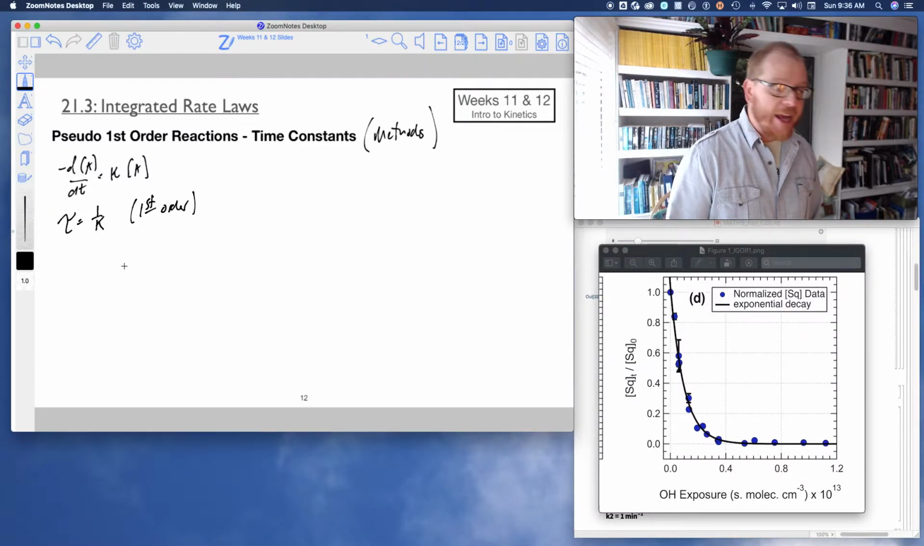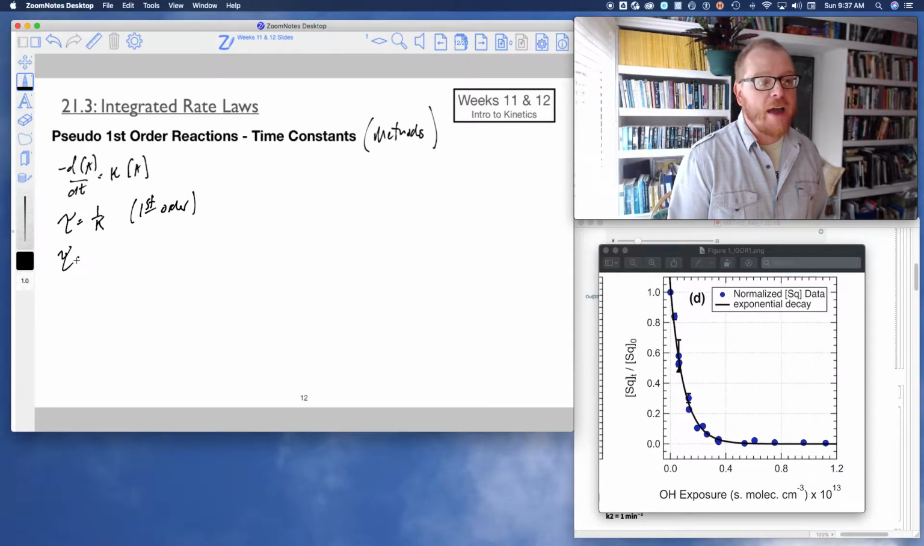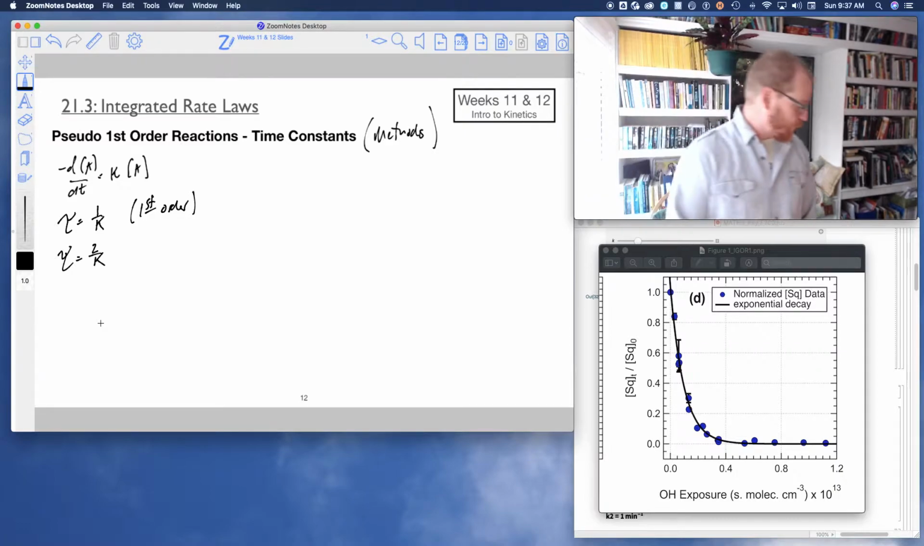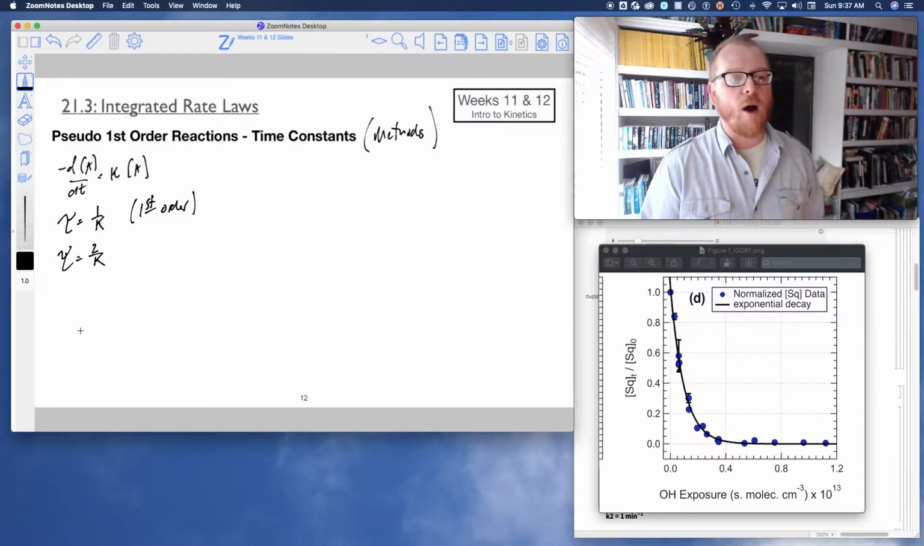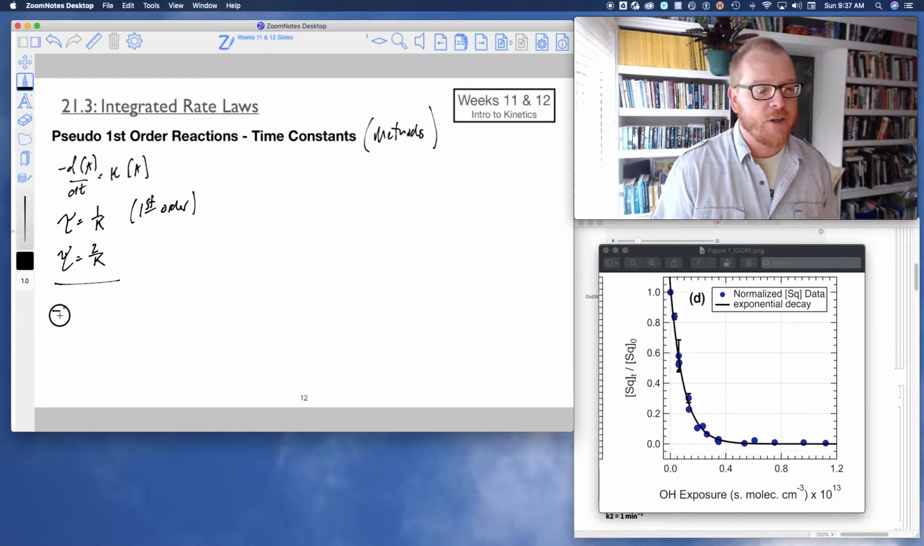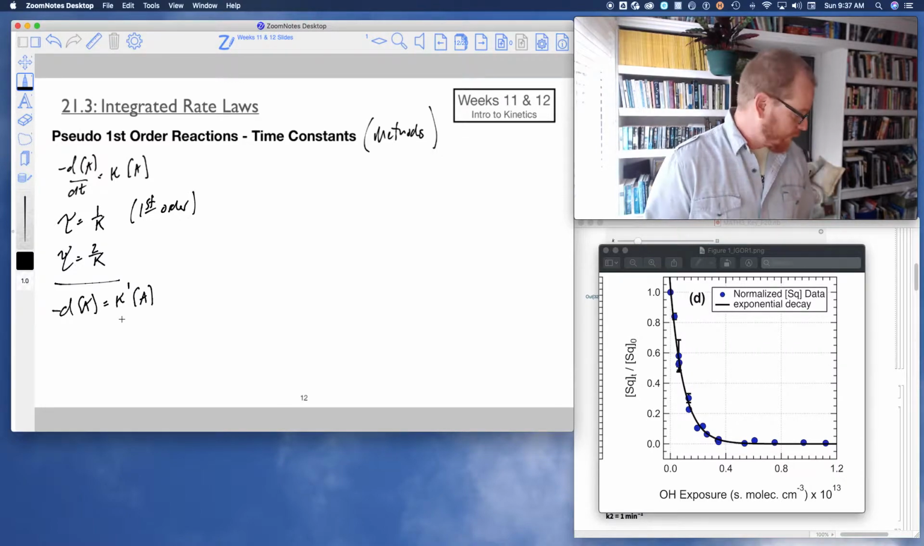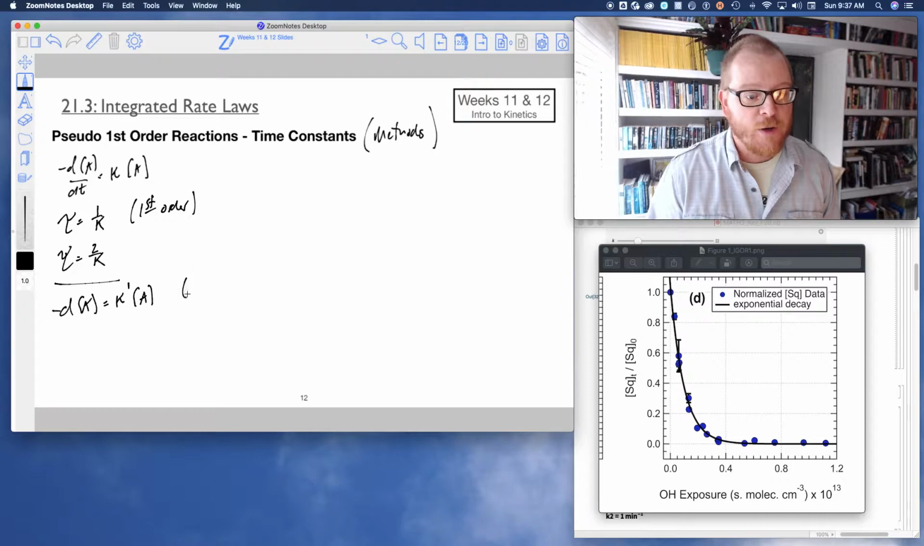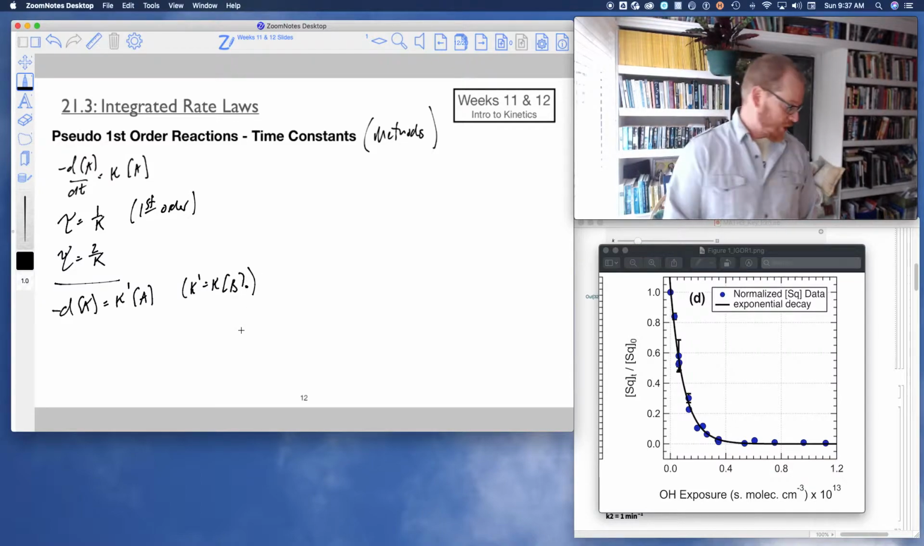I could also say 2 lifetimes would technically be 2 over k. 3 lifetimes would be 3 over k. So what about now under pseudo-first order conditions? When I say negative dA equals k prime times A, I recognize that k prime is the pseudo-first order rate constant. So k prime is k times the B initial concentration.